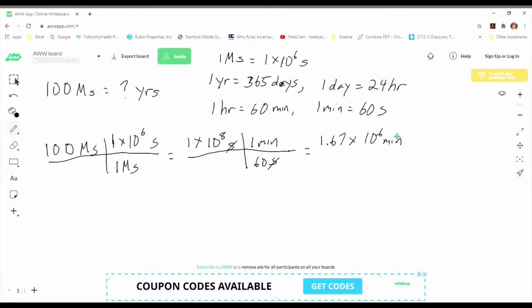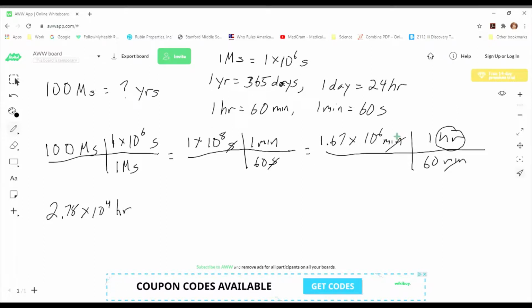And then now that we have minutes, we can turn those into hours. Use a conversion factor so that we get rid of minutes. 60 minutes goes on the bottom, and 1 hour goes on top. So the minutes cancel. So we take our 1.67 times 10 to the 6th divided by 60. That gives me 2.78 times 10 to the 4th. And the units for that is hours. In other words, it looks like 27,800 hours.